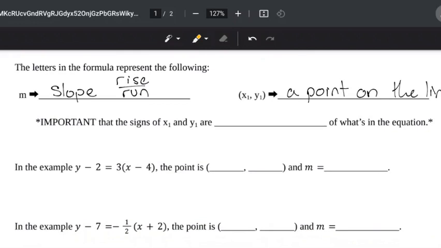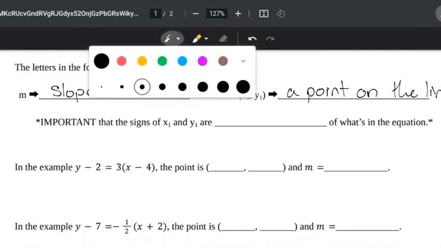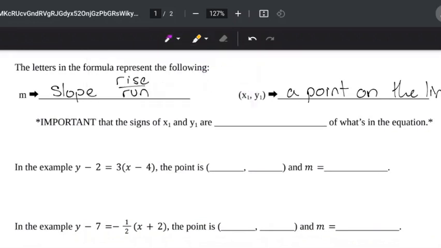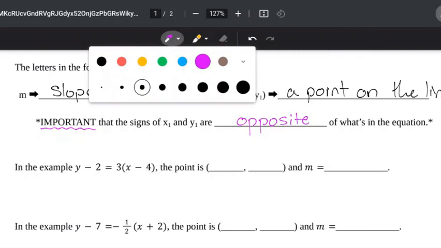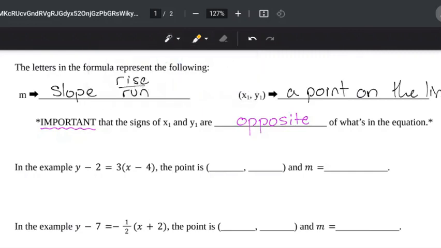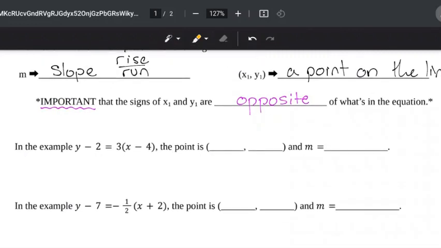So important, this is something that we really want to make sure that we pay attention to. It's the trickiest part of point slope form, that the signs of x1 and y1 are the opposite of what's in the equation. So let's take a look at a couple examples so we can see what we're talking about.